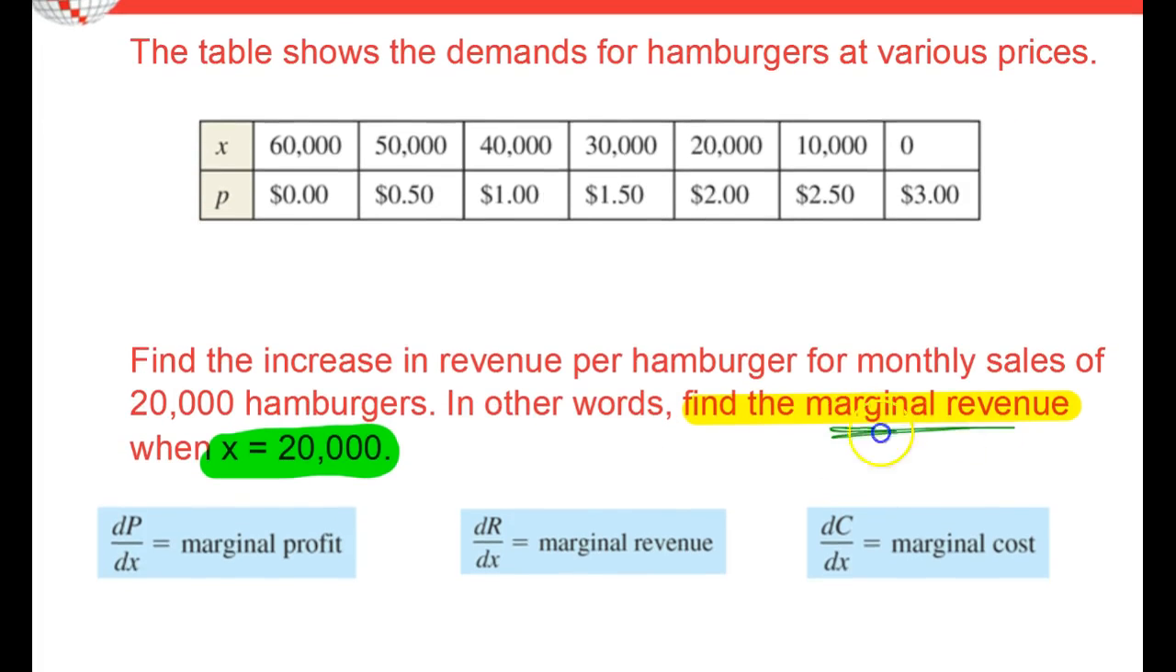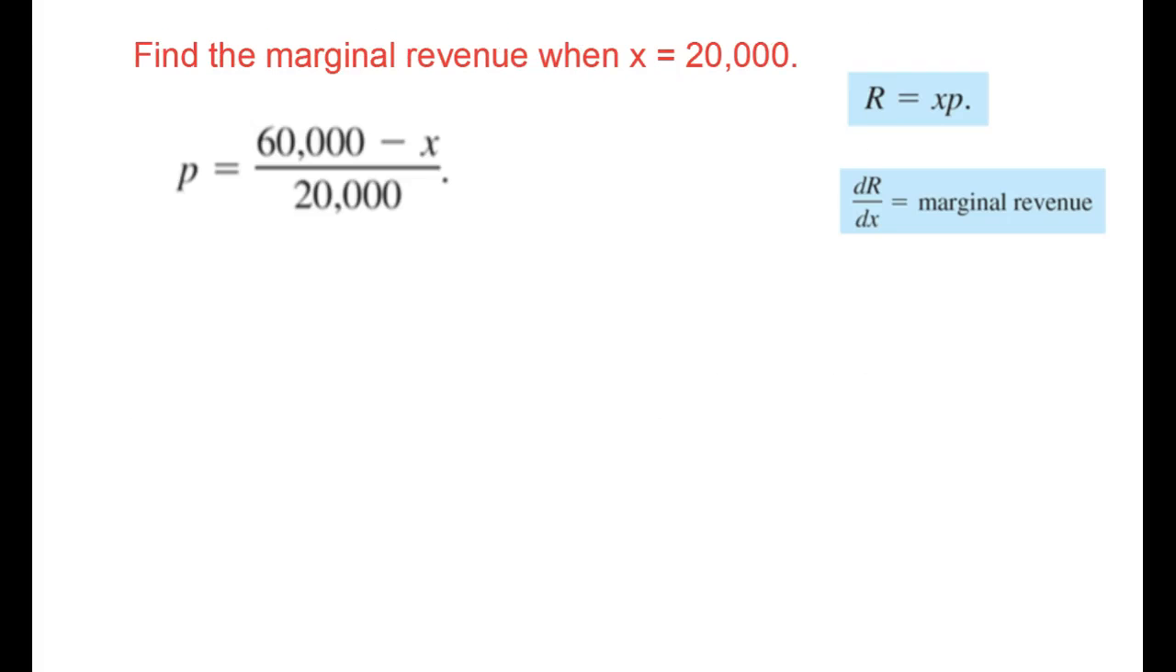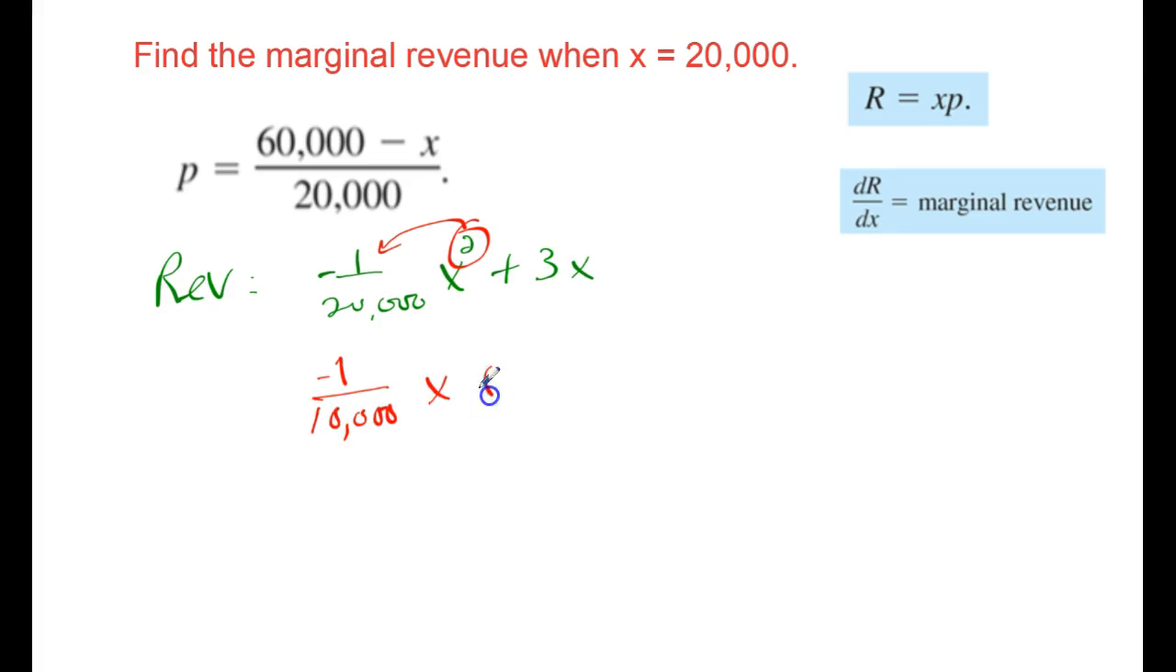So to find the marginal revenue, I'll need to take the derivative of the revenue and evaluate it at 20,000. So I already found the revenue function, which was negative 1 over 20,000, which I'm going to be using in the last example here in just a moment. So let's go ahead and find the derivative of this and then evaluate it at 20,000. So again, the cheat method here is just to multiply. So negative 2 over 20,000 is negative 1 over 10,000 X plus 3.